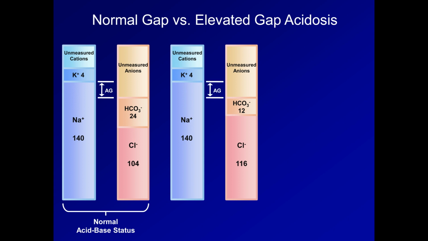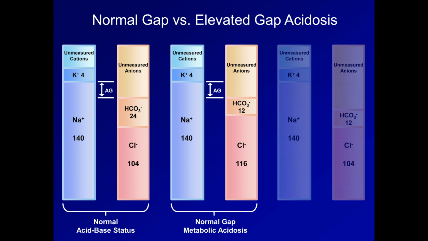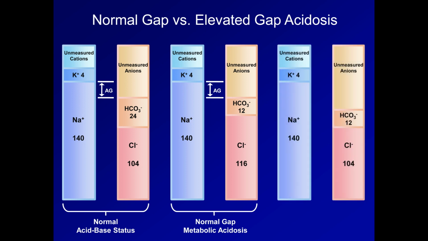This is what is seen with a normal gap metabolic acidosis. In the last group, the bicarb is again low, but instead of excess chloride, there is an excess of unmeasured anions. As a consequence, the anion gap is elevated, and thus this is referred to as an elevated gap metabolic acidosis.